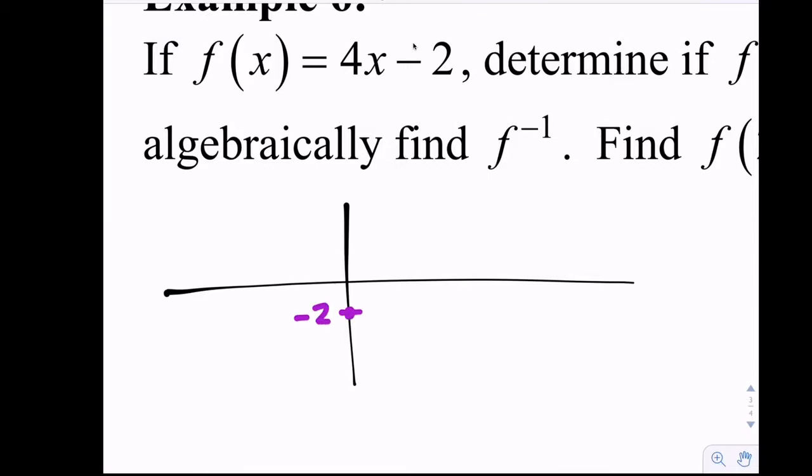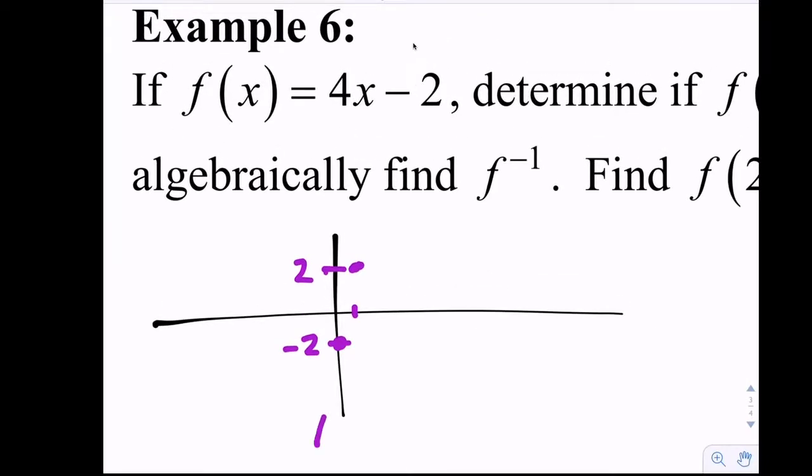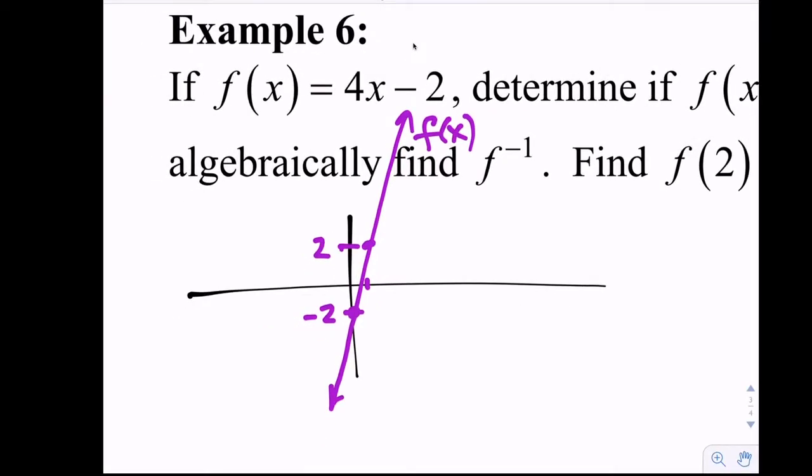So there's -2. That's the y-intercept. So there's my first point. And then if you just want to find out what the value at 1 is going to be, what would be the y value at 1? Should be +2, right? If you plug in a 1. So I will draw that in purple. And I'm going to call that f of x. So I'm going to label the graph. Now you can easily tell from the graph that it does pass both the vertical and the horizontal line test. Ergo, it is 1 to 1, and it is invertible.